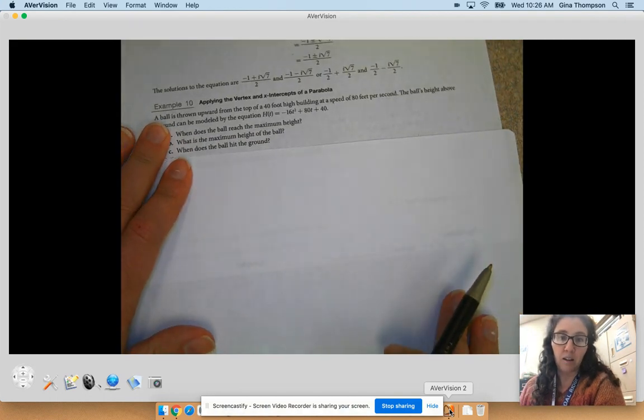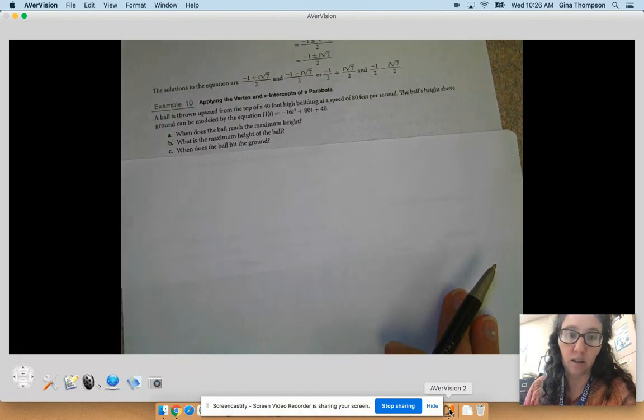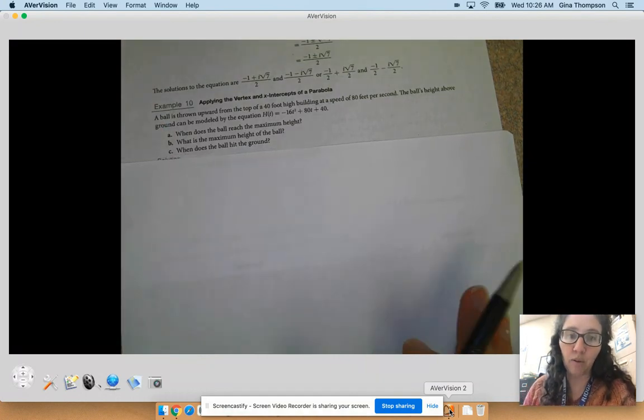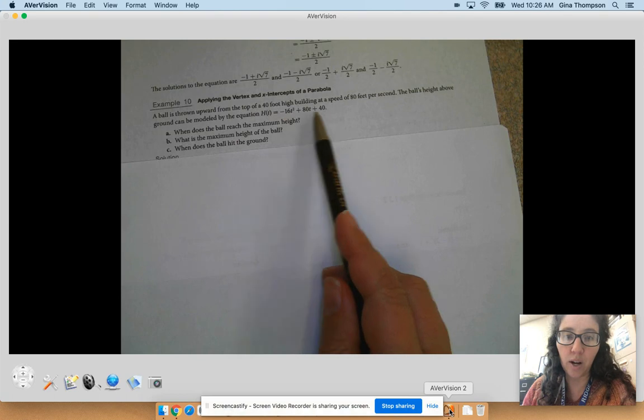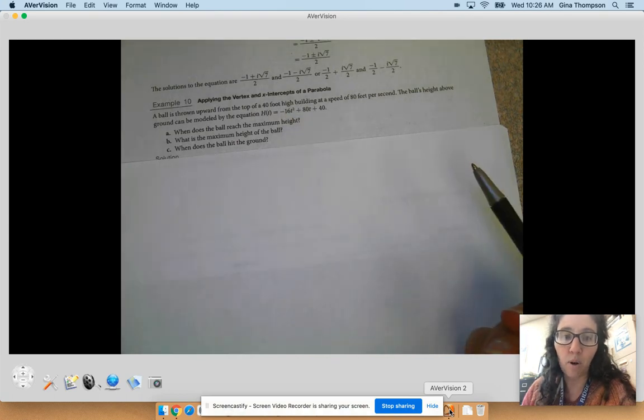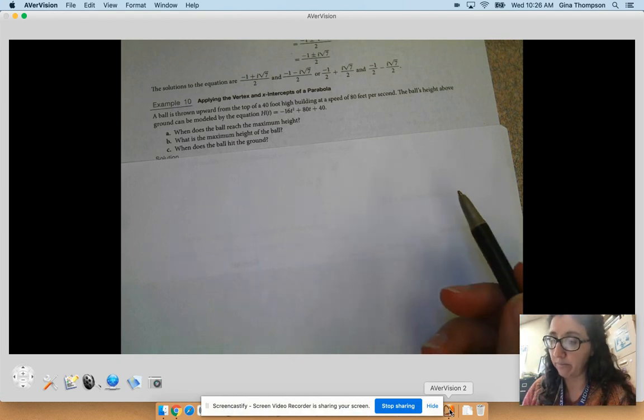At a speed of 80 feet per second, and the ball's height above the ground can be modeled by this quadratic equation. When does the ball reach the maximum height? What is the maximum height, and when does it hit the ground?